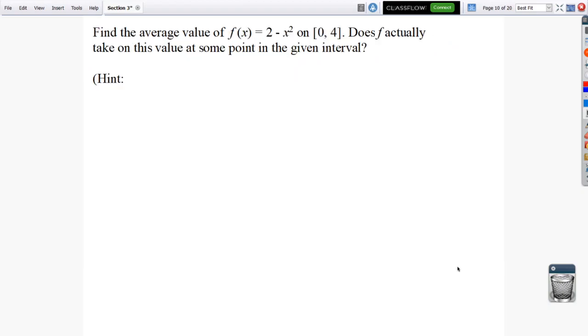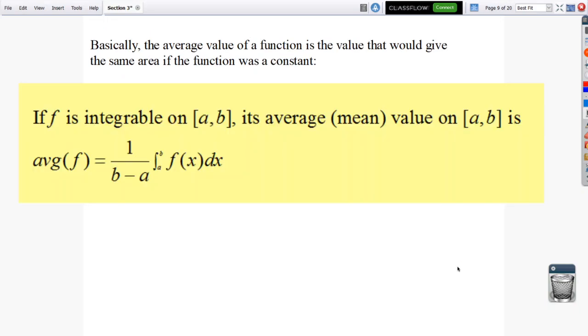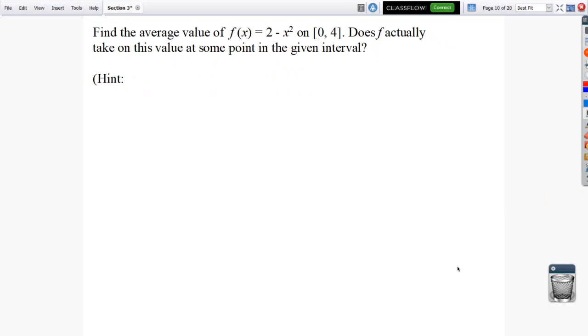Which allows us to do this problem. Find the average value of f of x equals 2 minus x squared on the interval from 0 to 4. Does f actually take on this value at some point in the given interval? One of the things in the average value there was if f is integrable. I'm just going to tell you right now that f is integrable right here. As long as you don't have any infinite discontinuities, it's going to be integrable.